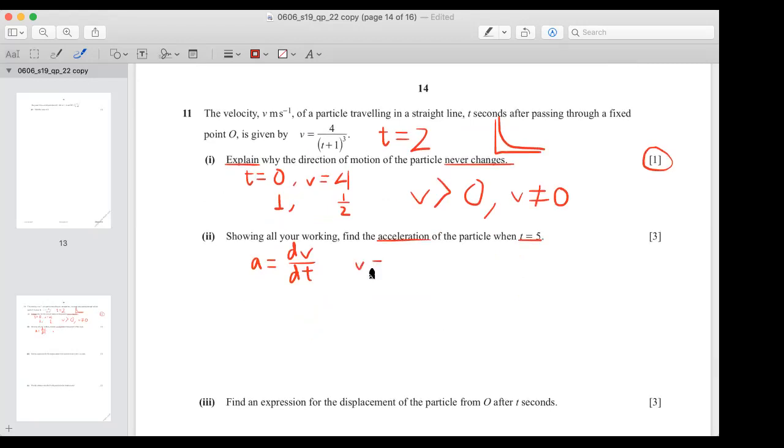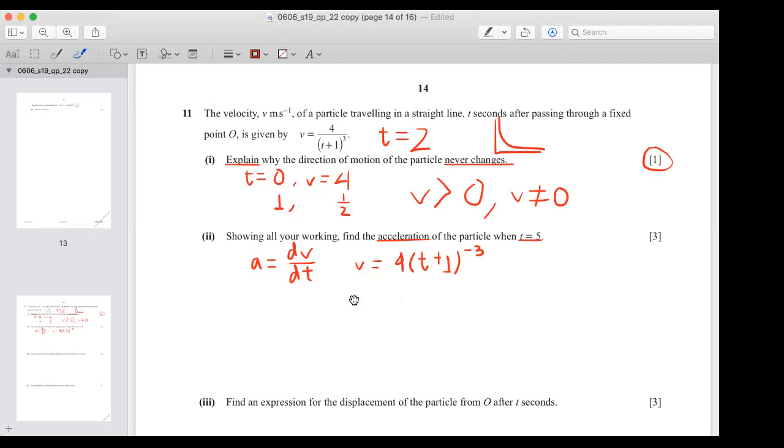You can also write v as 4 times (t plus 1) to the power of, let's put in here, negative 3. Since it's a fraction, the power is in the denominator. It means this is negative 3 if we put it in as the numerator.